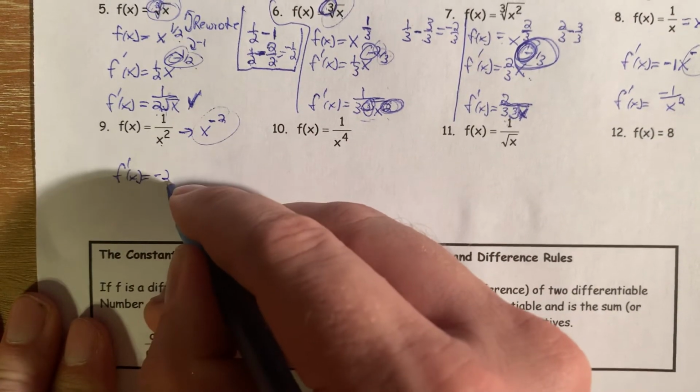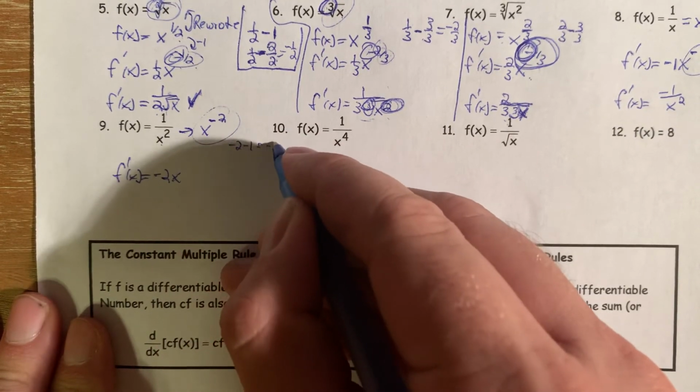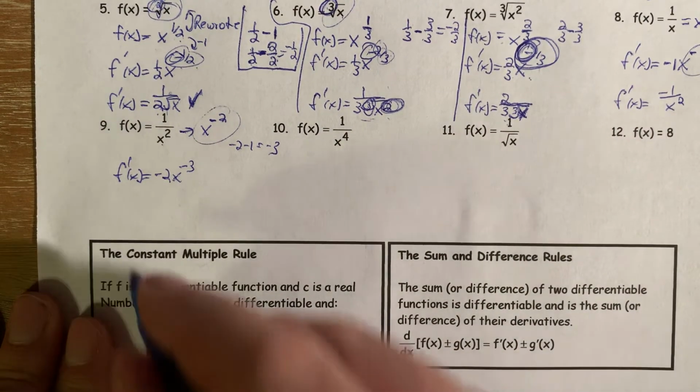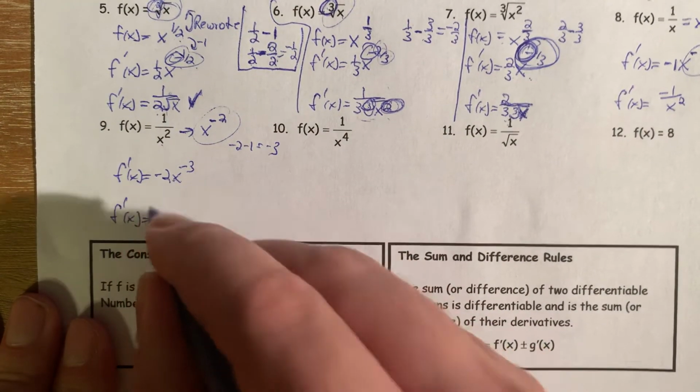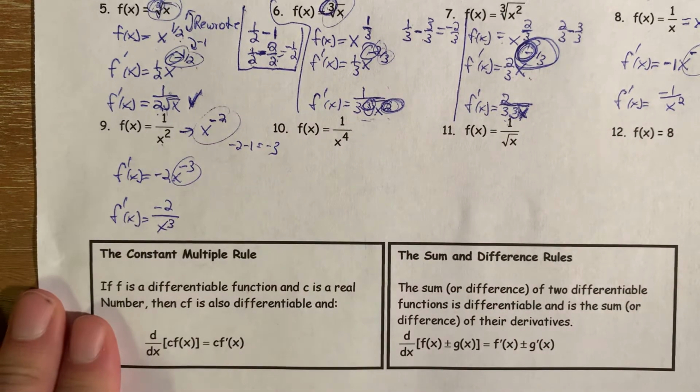We're going to multiply by the power and lower the power by 1. -2 minus 1 is -3. So it's x to the -3rd power. And finally, we can rewrite this as -2 divided by x cubed because of that negative exponent.